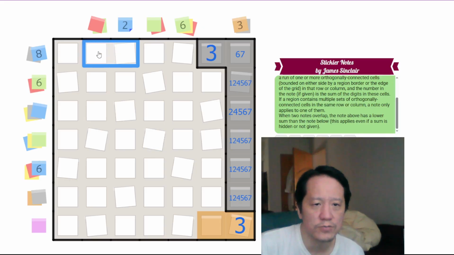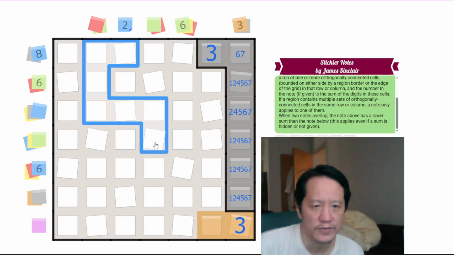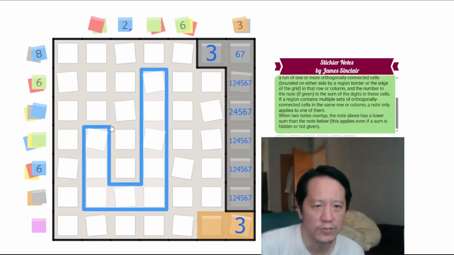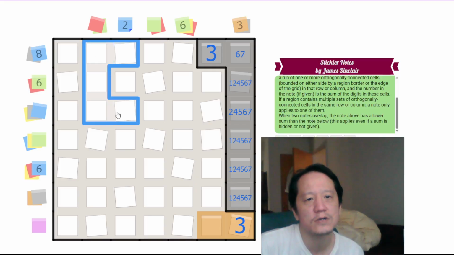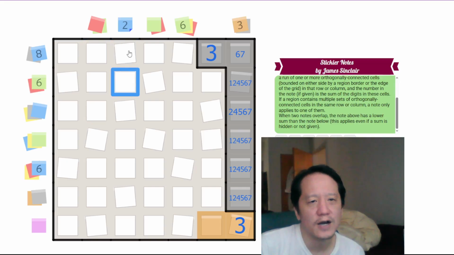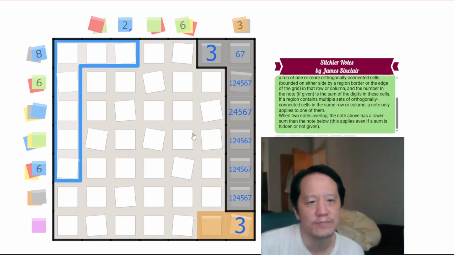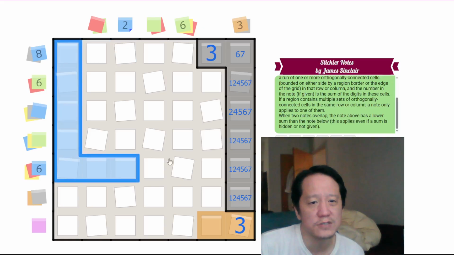You can't reach there. 1, 2, 3, 4, 5, 6, 7. You would have to do something funky like that, but then the red and green would have to go around, which doesn't work. You can only have 1 blue here. I think it has to be that scenario. I mean, maybe you could do something like this. That could work too, actually.